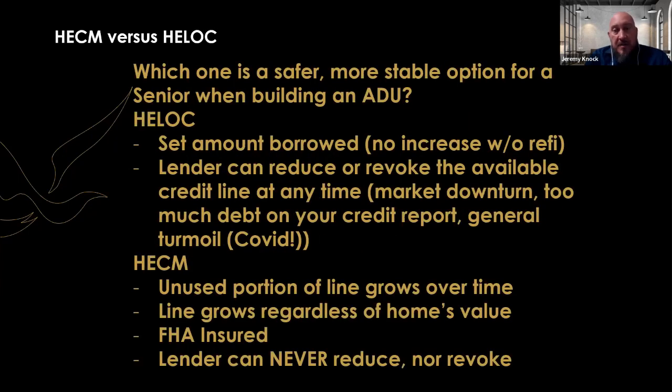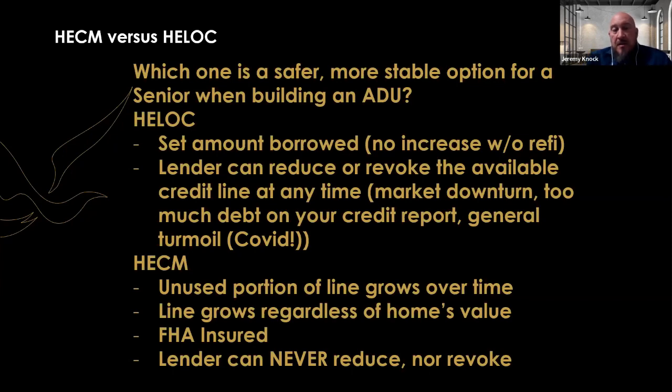The next one I always get asked is the HELOC. Hey, I want to use a HELOC. So when a senior is building an ADU, I think in terms of long-term stability to be able to get the loan done. Because let's face it, these projects are really fast ones are 12 months. Average is about 14 to 18 months. Correct, David? Correct. Okay. So with a HELOC, the traditional ones, there's a set amount that's borrowed. There's no increasing it without going in and refinancing it again, paying the costs again.